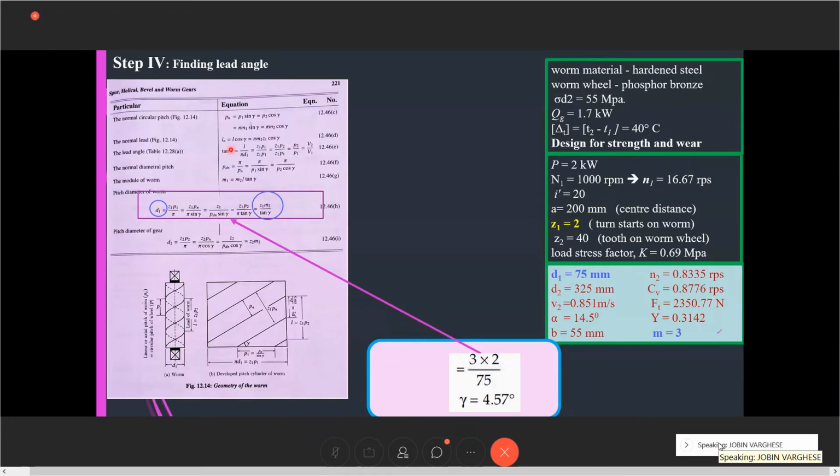Then next one, we have to calculate the lead angle. So lead angle having the equation, we can use the equation 221. In this one, D1 equal to Z1 M2 by tan gamma. So all these we are selecting depending upon the given equation, what parameters are given in the question. That's available. If not available, obviously we have to choose different equations according to the data given. So here we are using that one, and from it we have to calculate gamma. So gamma is equal to tan inverse of Z1 M2 by D1. And gamma is here 4.57 degree.